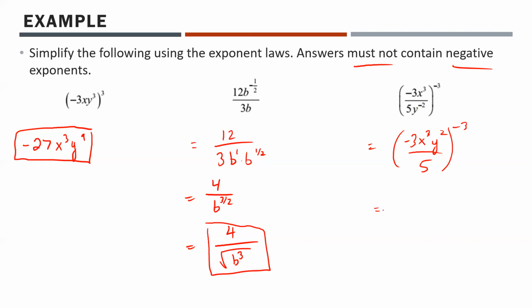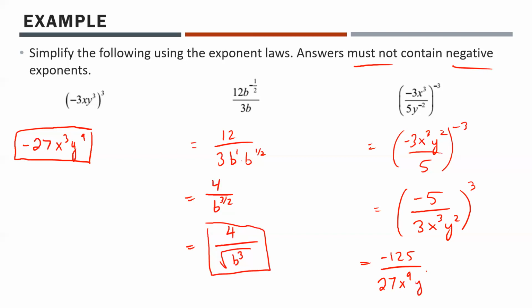Now we'll apply that negative exponent by flipping the stuff in here. The negative here I'm going to leave on the top, because remember, a negative 3 on the top, might as well put it on the 5 because it really doesn't matter. So it's negative 5 over 3x^3 y squared to the power of positive 3. Now that positive 3 can attach to all of these other pieces. Negative 5 to the power of 3 is negative 125 over 3 to the power of 3 is 27. X to the power of 3 to the power of 3 is x to the power of 9. Y to the power of 2 to the power of 3 is y to the power of 6.